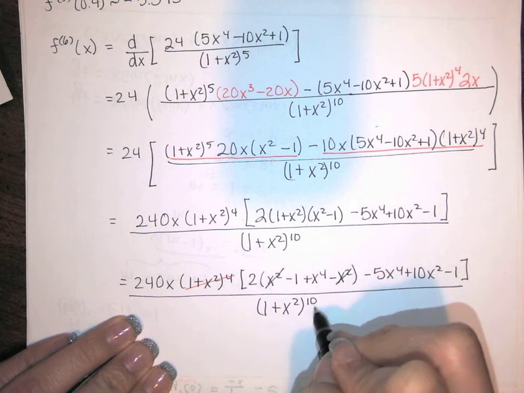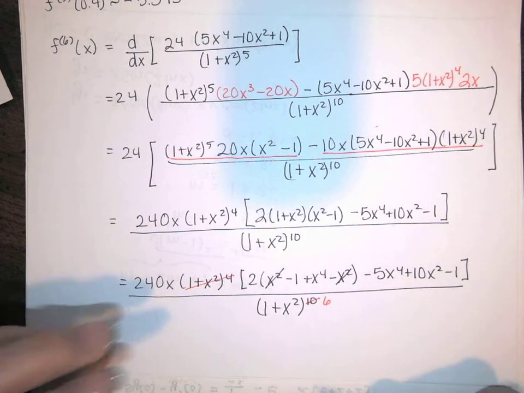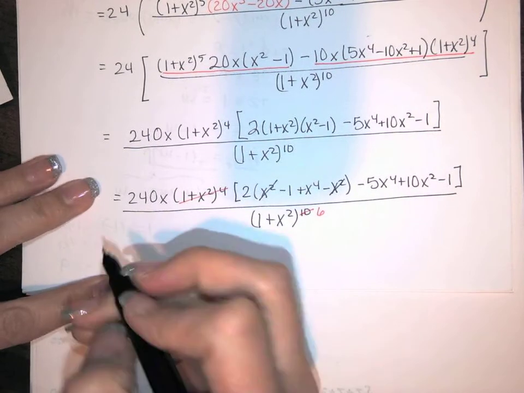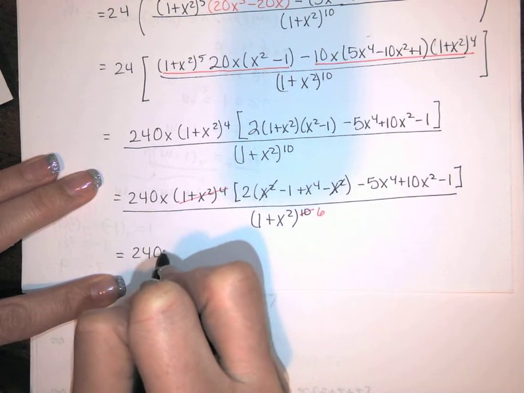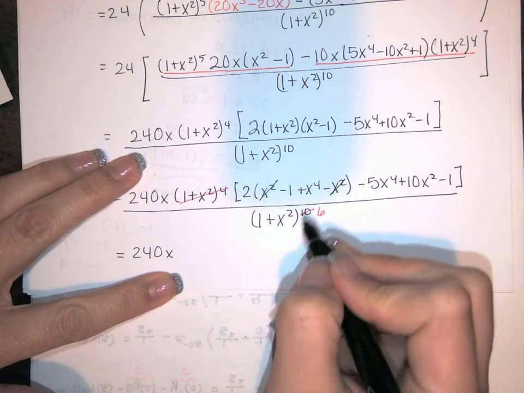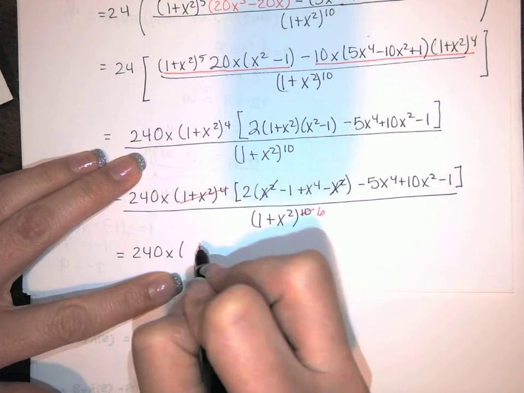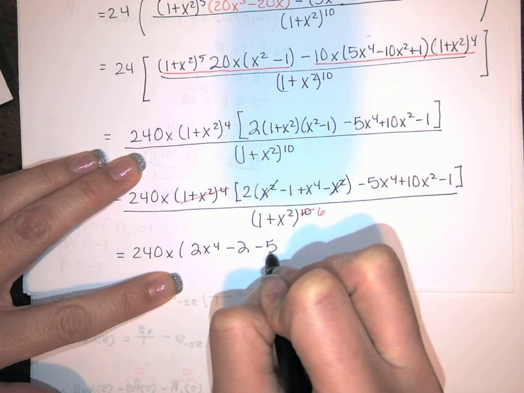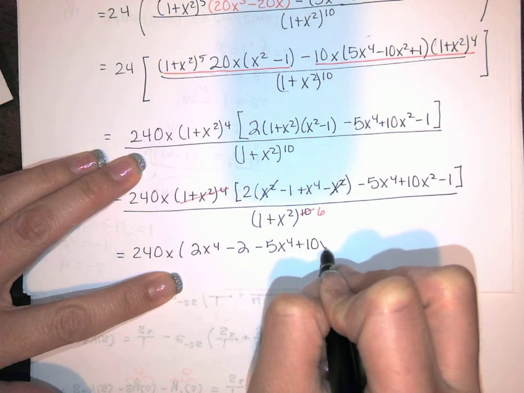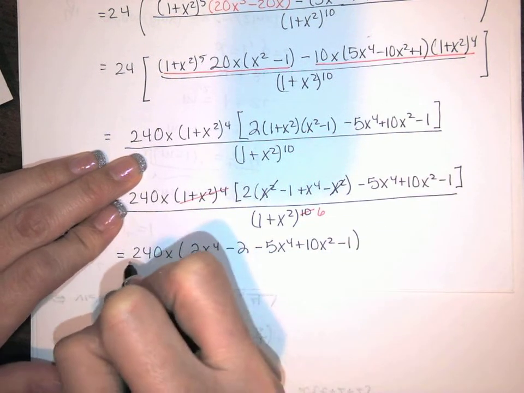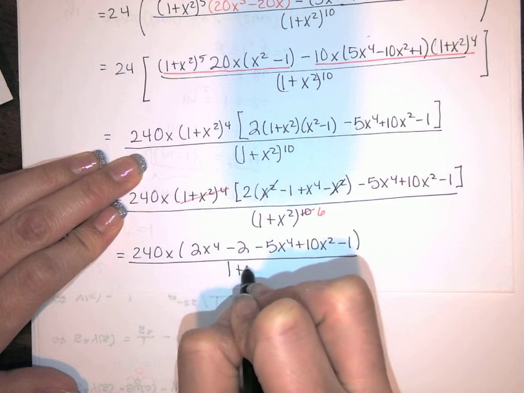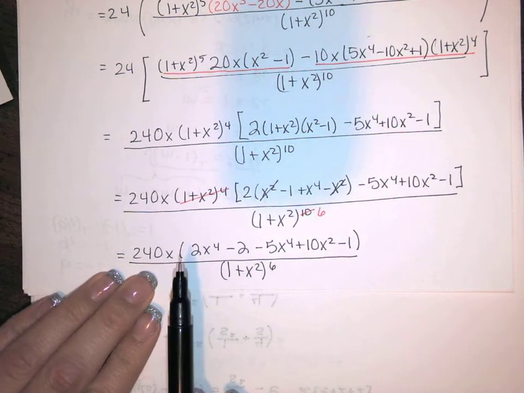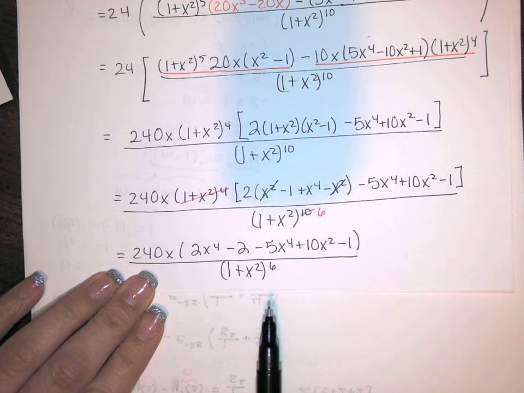And 4 of these reduce with 4 of those, so we're going to have a 1 plus x squared to the 6th in the denominator. And then we'll have 2 times x to the 4th minus 2 minus 5x to the 4th plus 10x squared minus 1. And that simplifies a little bit further.